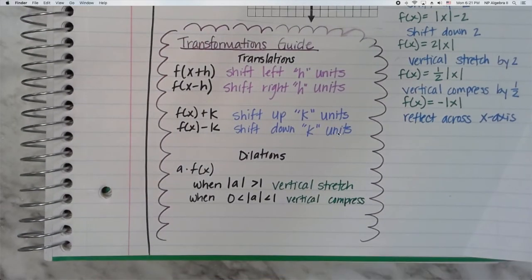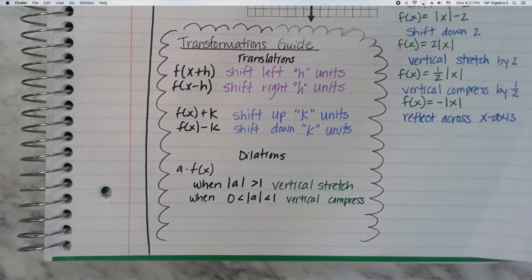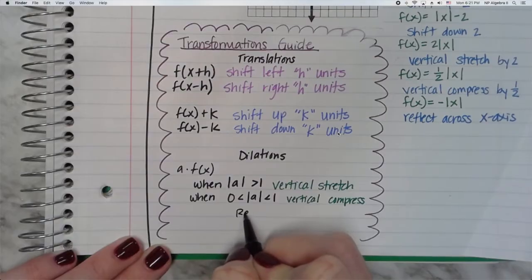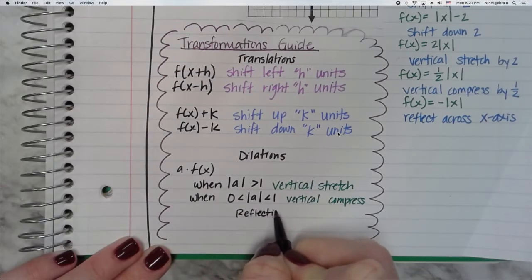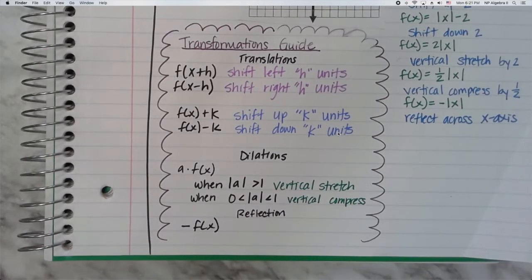And then the last type of transformation that we saw here was when we had a negative out in front of our function. And this is a reflection. So when there's a negative out in front of our function, that is going to be a reflection across the x-axis.